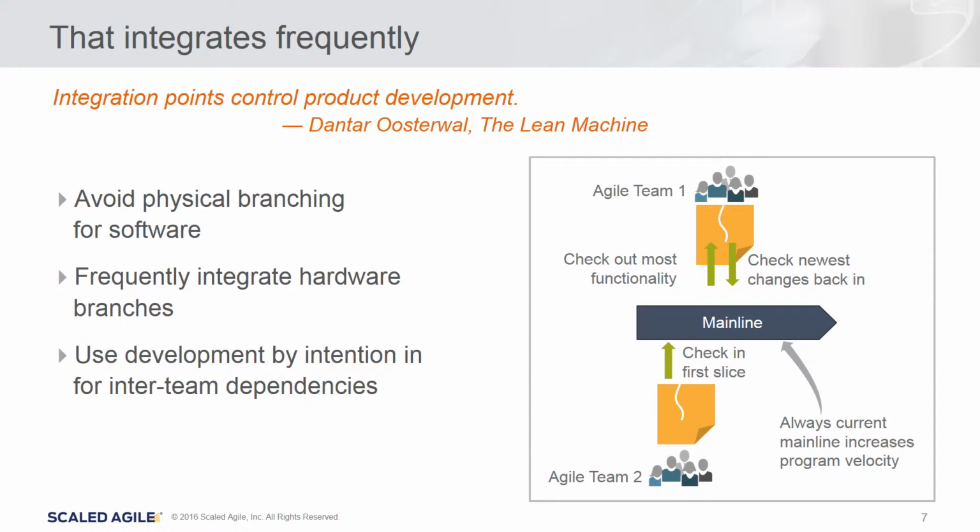Teams also frequently integrate because, as Dantar Oosterwal pointed out in his book, The Lean Machine, integration points control product development. And we don't know the status of the final solution until the highest point of integration is completed. So we try to avoid physical branching for software wherever we can, and we frequently integrate hardware branches. We try to continuously integrate our software branches, and we use development by intention for inter-team dependencies to help separate those concerns a little bit and let each team go on fairly quickly down their road.